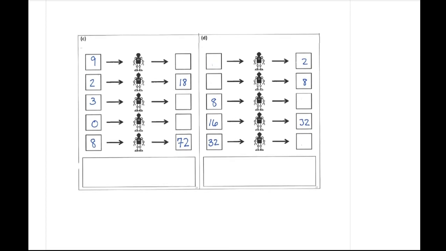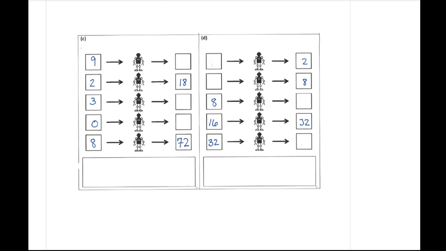Moving on to C and D. Again, we're only given a couple of them. So we're given 2 to 18 and 8 to 72. We're given a bunch of other inputs, but we're not sure what that is. So we need to figure it out. So if we think about what our numbers are, what multiplies 2 by what gives us 18, and the same rule, 8 by what gives us 72.